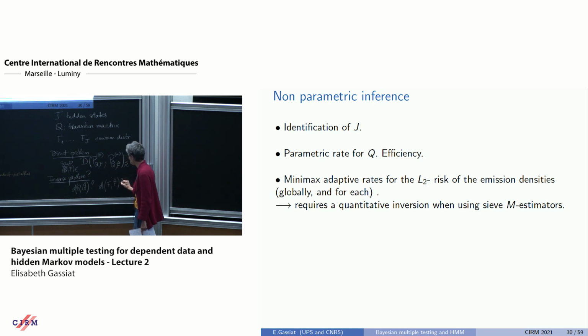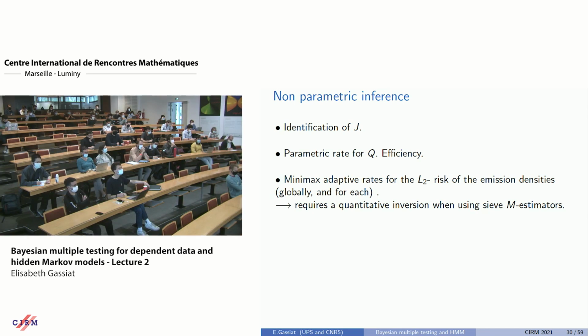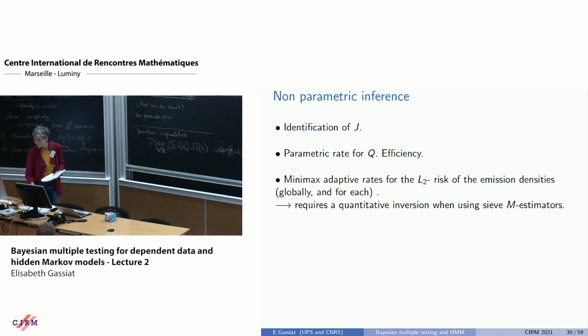So to do this, what you can try to do, and that's what we've done, and that's what Judith also talked about in the Bayesian story, is go back by lower bounding this criterion by something about your parameters. So this is what I mean about requiring a quantitative inversion when using your nonparametric method, whatever your nonparametric method is.